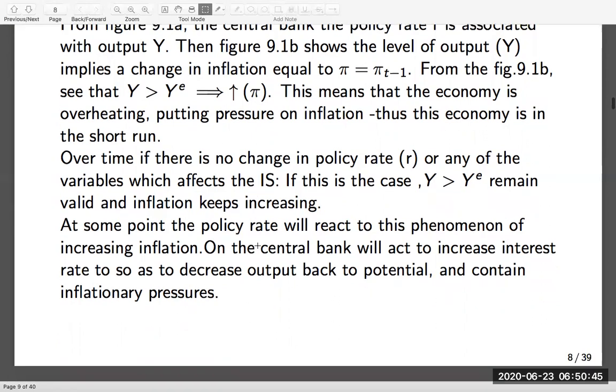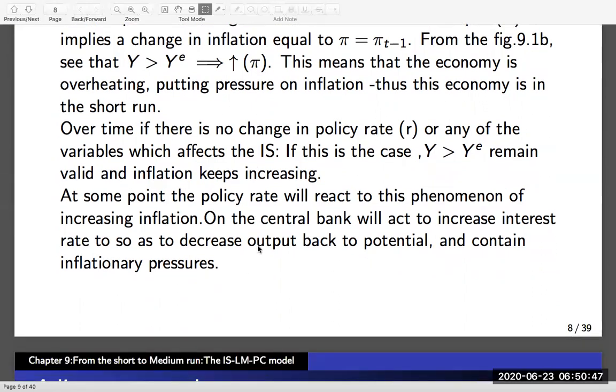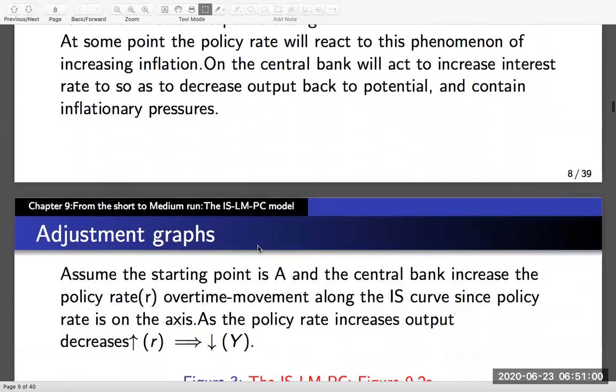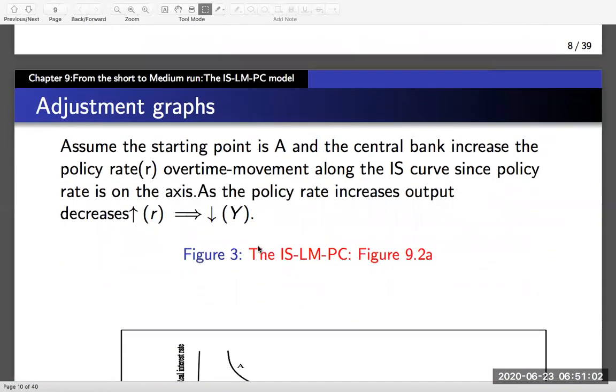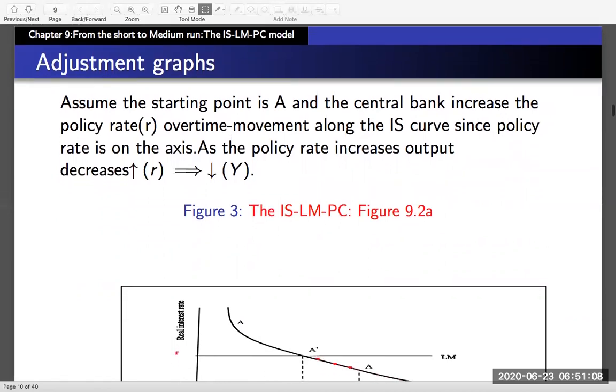At some point, the policy rate will react to the phenomenon of increasing inflation. The central bank will act by increasing the interest rate, so as to decrease output back to potential and contain inflation pressures. So the central bank will intervene. Adjustment through a graph: assume that the starting point is A, and the central bank increases the policy rate.